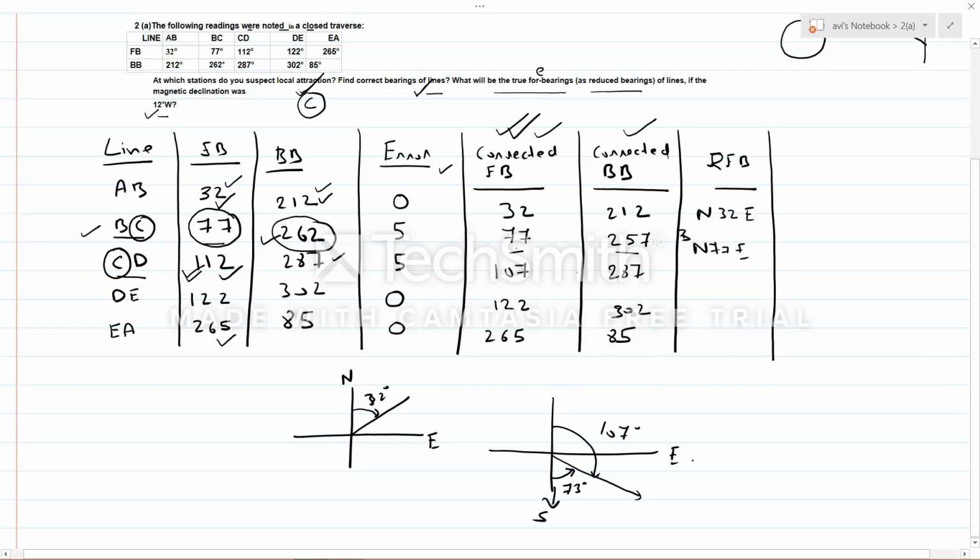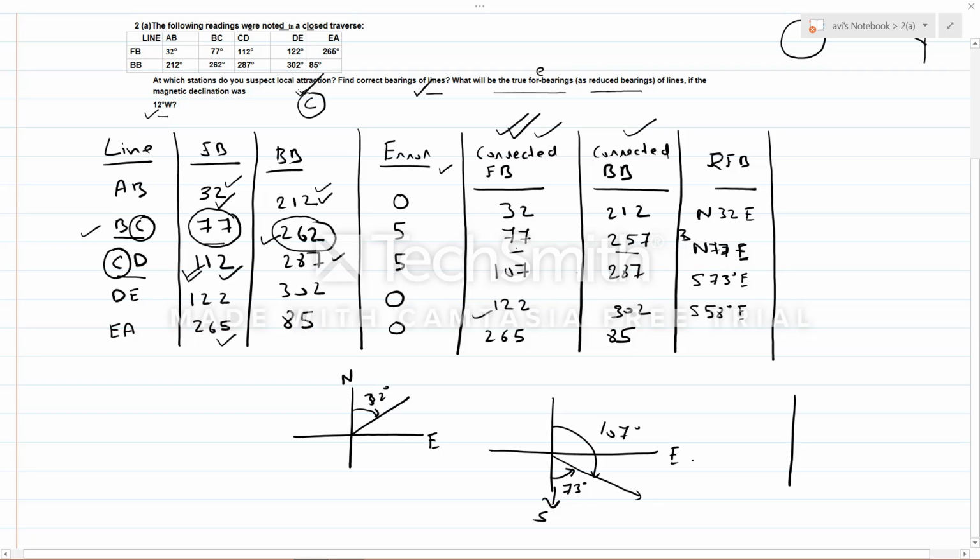What is this angle? South east. So south 73 degrees east. This is 73 degrees east. Then again, for 120 degrees, if we take it the same way, south east is going to be the direction, and the angle will be 58 degrees.